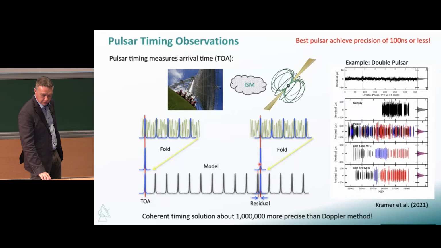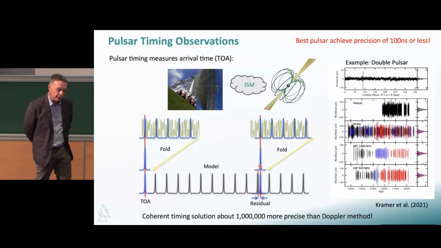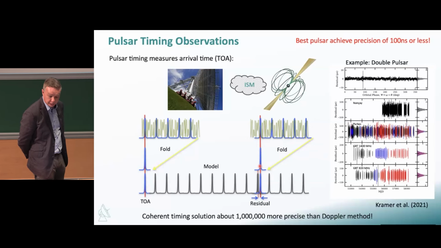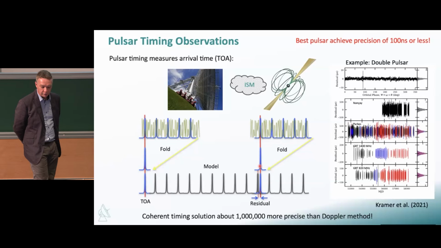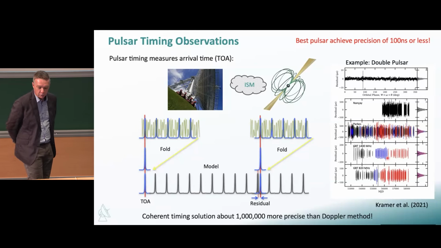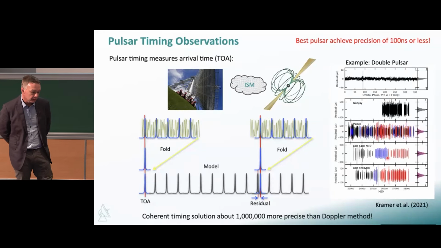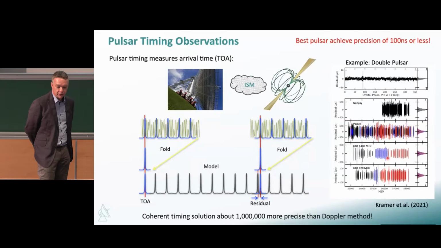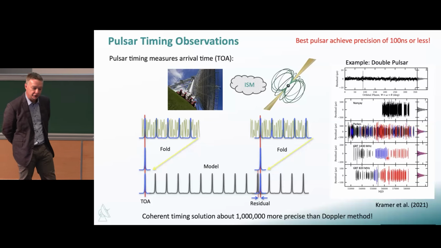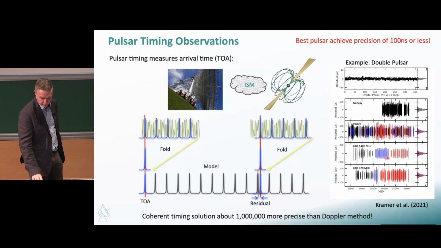Then you go back to the telescope, you repeat that measurement, and you compare the measured arrival time with the expected arrival time, and we call that a residual. And you see some of the residuals here plotted as a function of time for the double pulsar, which I will mention later. For the most precise pulsars, the timing precision is such that the RMS of the residuals is 100 nanoseconds or less. That's a big achievement or improvement over the last 10 years or so.